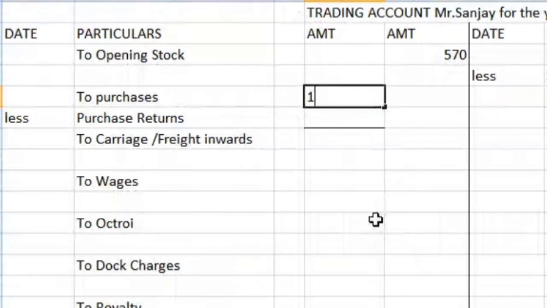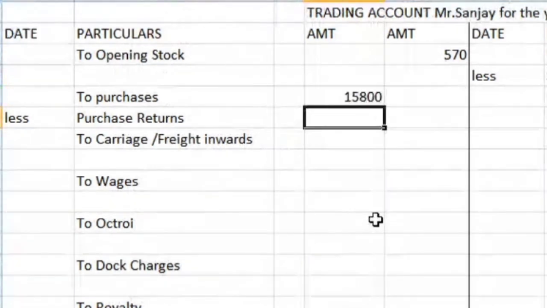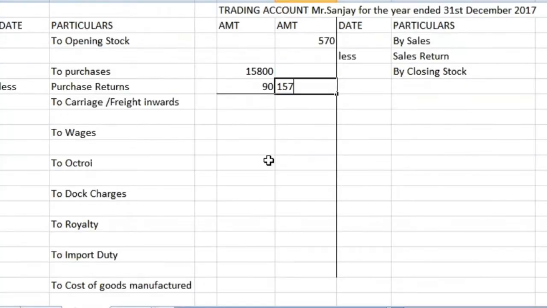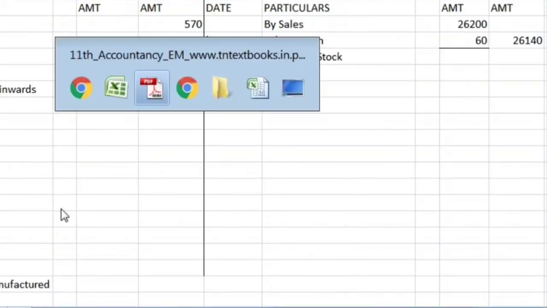So now purchases is 15,800 and 90 rupees is my return. So you have to subtract it and put it in the outer column in the same line where you have written purchase returns. Because if you put it down, it will go to carriage. Okay, you cannot mix match like that. So you must be very proper in writing where your answer goes. So 15,800 minus 90 is 15,710. Let's go and see what else you have.